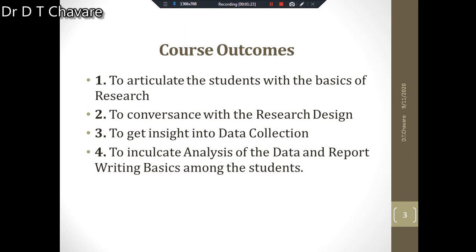The second outcome is to become conversant with the research design. It means that you have to understand the concept of research design also. The third outcome is to get insight into data collection. It means that how data will be collected and how data collection is done. You will get insight into the data collection.